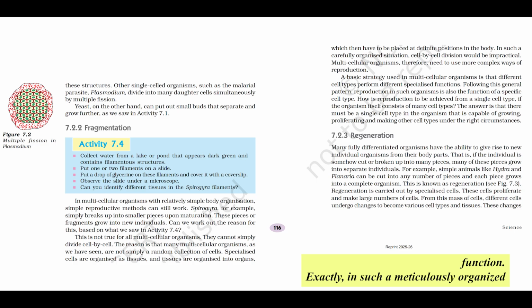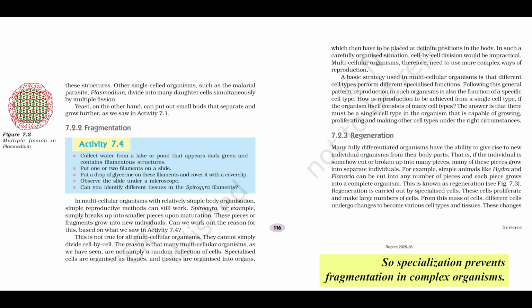Exactly. In such a meticulously organized situation, where different cell types perform highly specialized functions, nerve cells transmit signals, muscle cells contract, blood cells transport oxygen, simple, random division or fragmentation would be utterly impractical. Chaotic, really. It simply wouldn't result in a viable, functional organism. Imagine if a small piece of your skin could grow into a whole new person. It can't. Skin cells are highly specialized. They don't contain the complete genetic blueprint or the necessary developmental machinery to form an entire, complex human being with all its intricate organ systems.